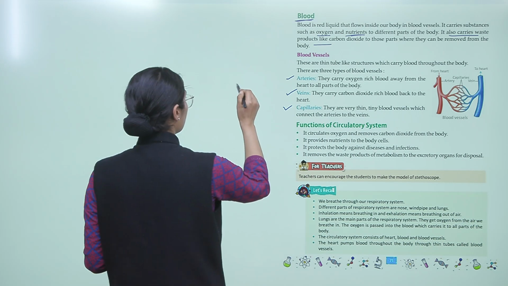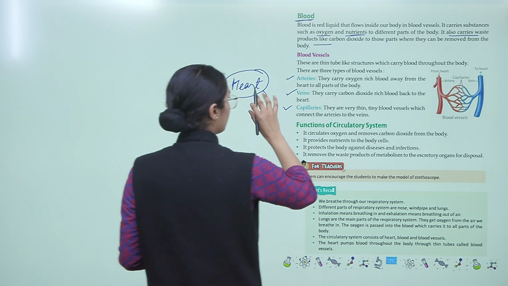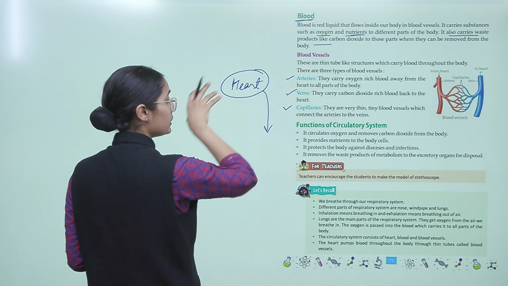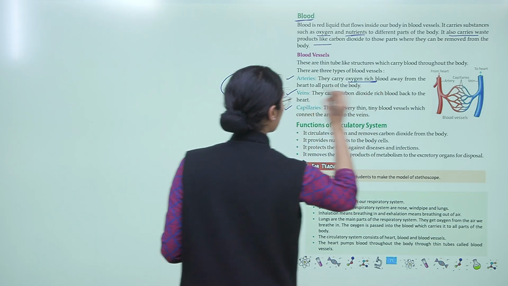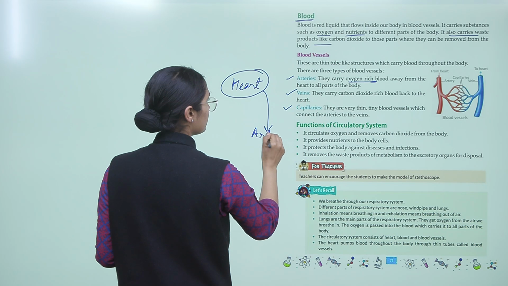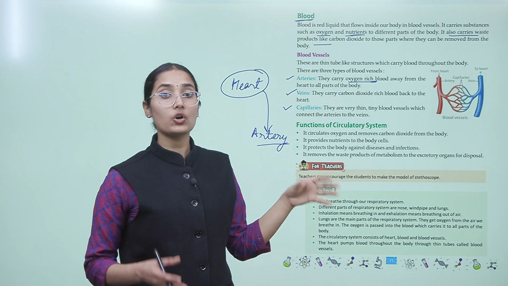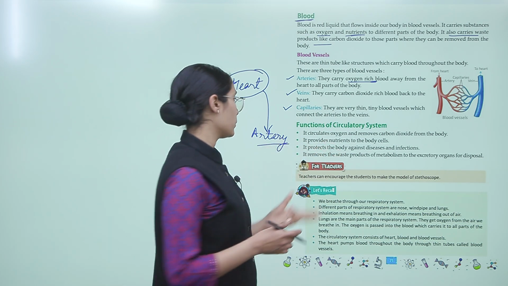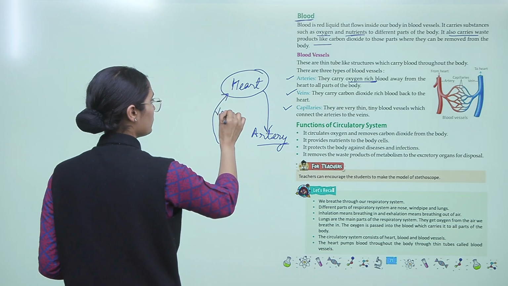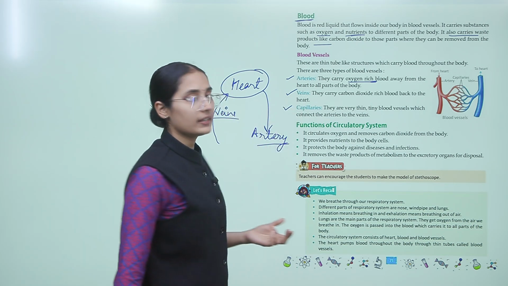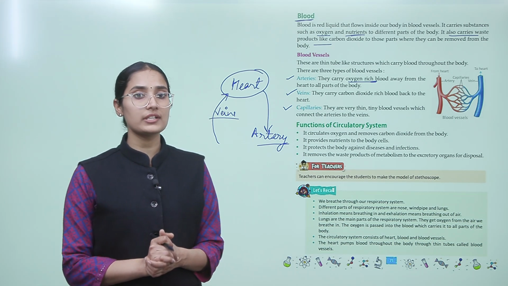So let's say this is the heart, and from the heart the blood vessel that is going away from the heart towards the different body organs, taking the oxygen rich blood, is called the artery, okay. And veins are the blood vessels that carry carbon dioxide rich blood back to the heart, okay. So any blood vessels coming towards the heart are veins, and they have carbon dioxide rich blood. Capillaries are very thin tiny blood vessels which connect the arteries to the veins.